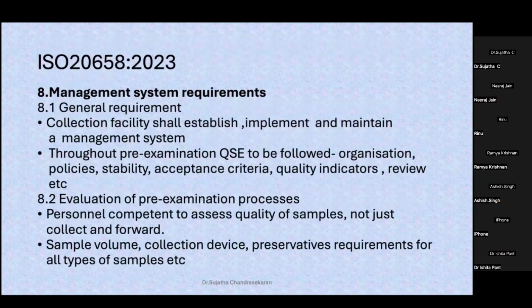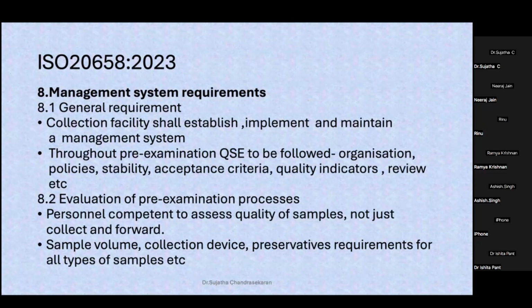Now, management system requirement, which is the last one, which is exactly like the management system requirement of 15189/2022. There should be a collection organogram, there should be policies relating to the pre-examination phase, then the acceptance criteria, stability. Like there you talk about the CV and all, here you talk about the acceptance criteria. The quality indicators specific to this have to be in place, right? And evaluation, the pre-examination process has to be periodically evaluated to see the quality of samples.